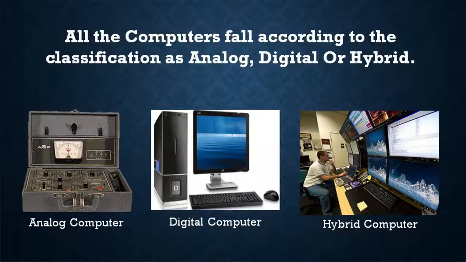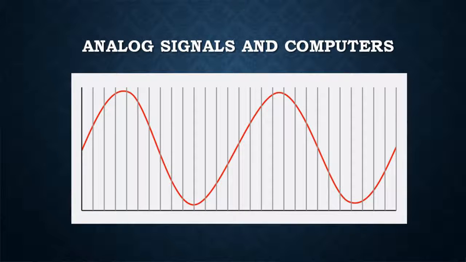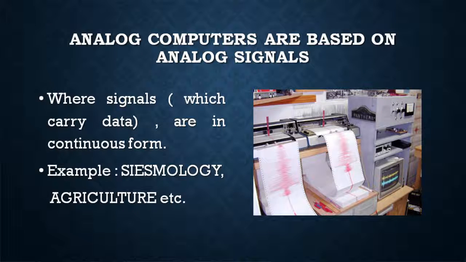Let us go on to the classification of computers on the basis of types and on the basis of generations. When we talk about types of computers, we mainly talk about three categories: analog, digital, and hybrid computers. Analog computers basically check or take signals which carry data. It is very important to know that data should be there in the signals. However, these signals are in continuous form. The uses of analog computers are usually in the field of seismology, agriculture, etc.